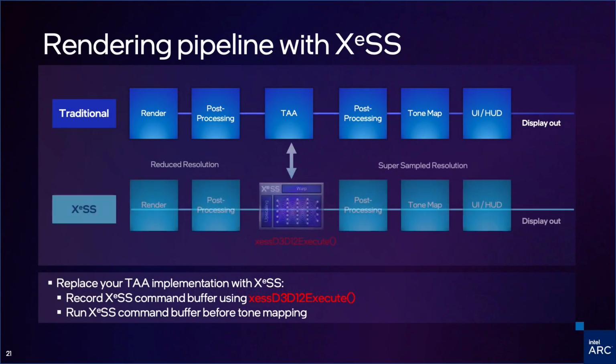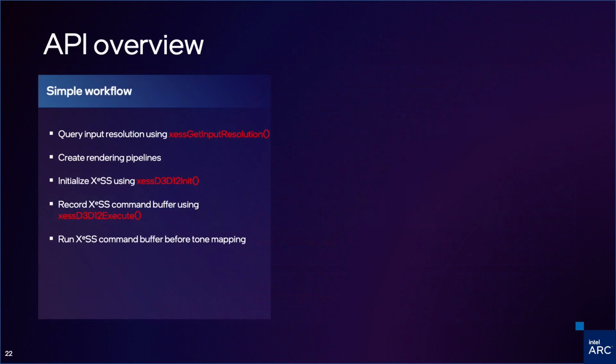Let's get back to the rendering pipeline example. TAA is conceptually replaced with XeSS, as XeSS works with inputs that are similar to TAA. So it is easy to replace your TAA or TAAU implementation with XeSS. The API behind XeSS provides a simple workflow. First of all, we define for ourselves the desired XeSS output resolution and XeSS quality preset. Those parameters are usually set by the end user in the game settings.